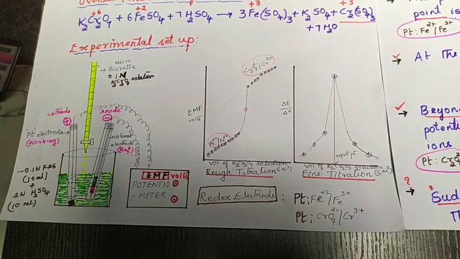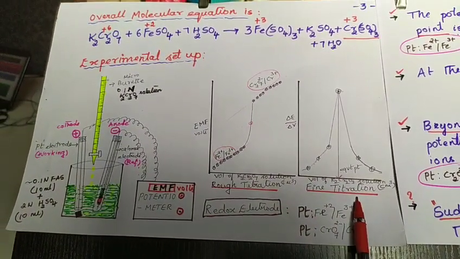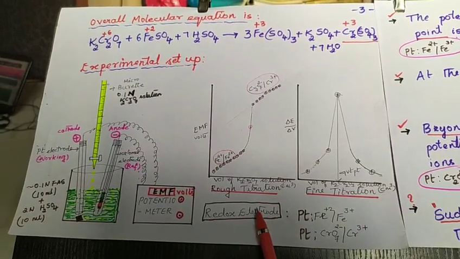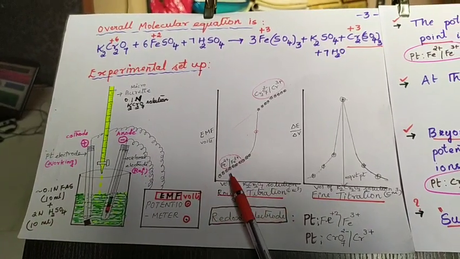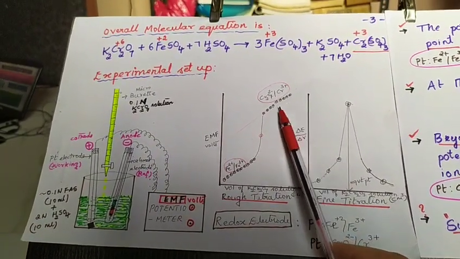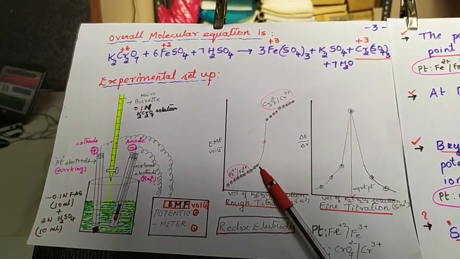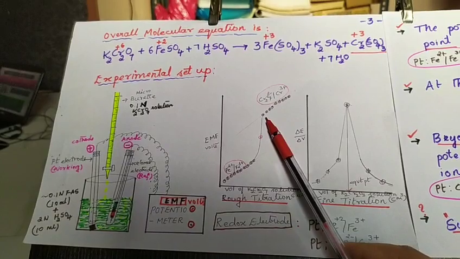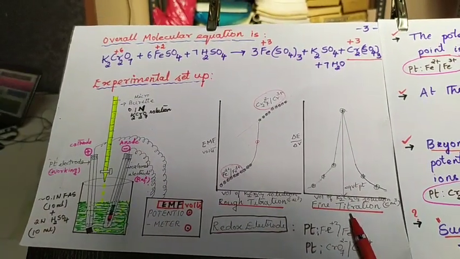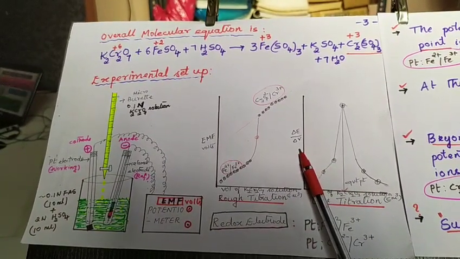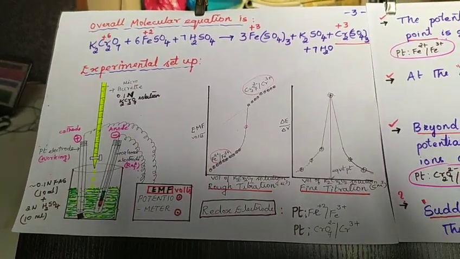The potentiometric experiment is conducted in two steps. One is the rough titration and the second step is the fine titration. In the rough titration, the plot of EMF versus volume of dichromate will give an inverted S-shaped curve, that is, the potential increases gradually. At the equivalence point, there is a sudden jump in the potential and again the potential increases gradually. And for the fine titration, delta E divided by delta V is plotted versus volume of dichromate solution.